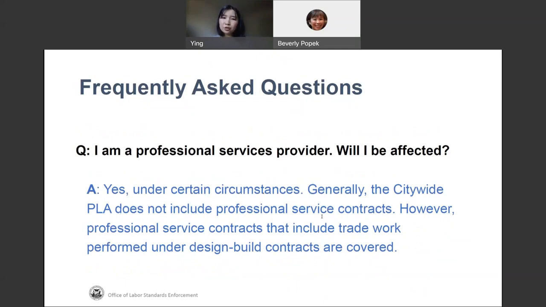Next question. I am a professional service provider. Will I be affected? The answer is yes, but also under certain circumstances. Generally speaking, the citywide PLA does not include the professional service contracts. However, professional service contracts that include the trade work performed under the design build contracts are covered.